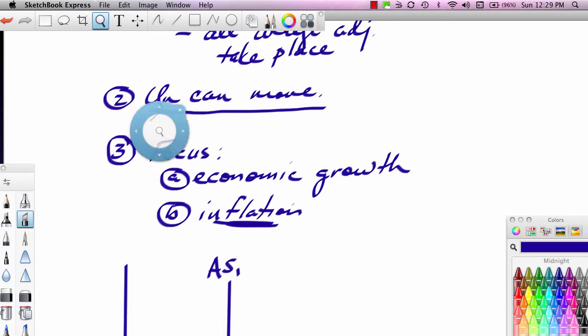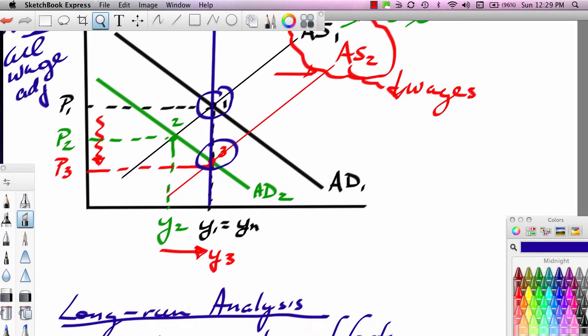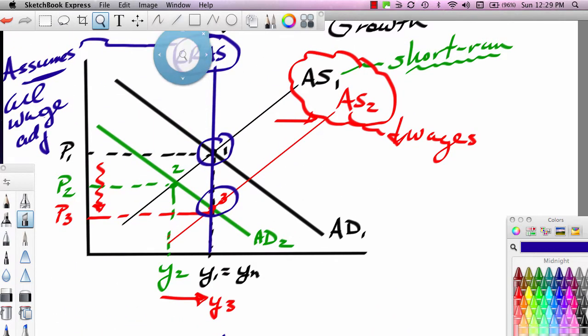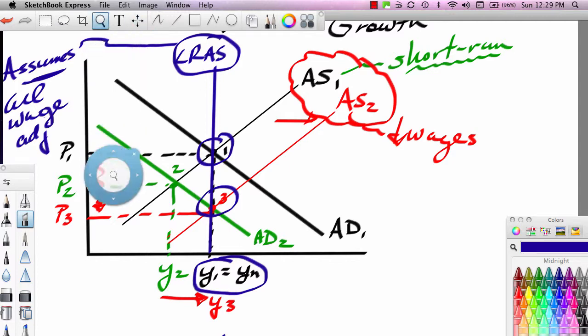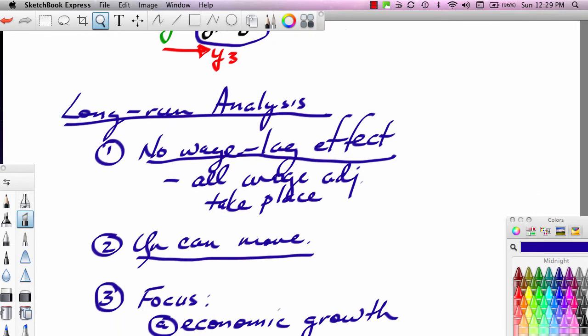Let's go ahead and look at that again. The aggregate supply curve is vertical, and where does it reside? It resides where? At the natural rate. Okay, so we're not going to draw in all this other stuff. We're just going to draw in the vertical line. Okay, so let me move back down there.